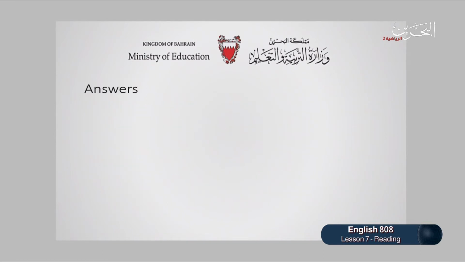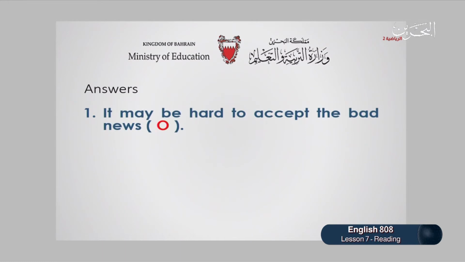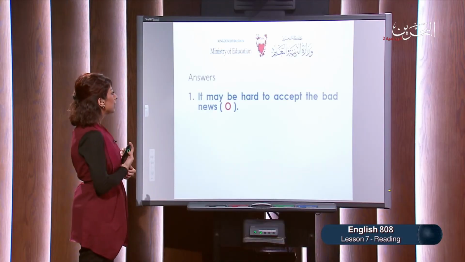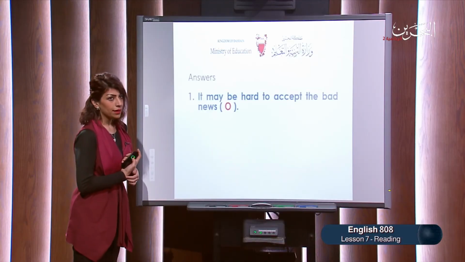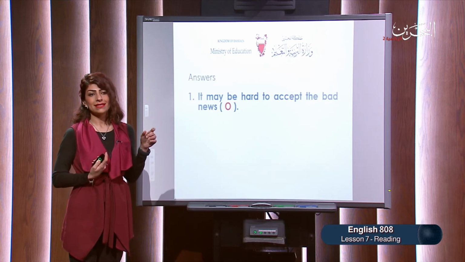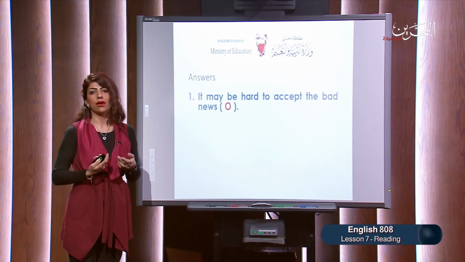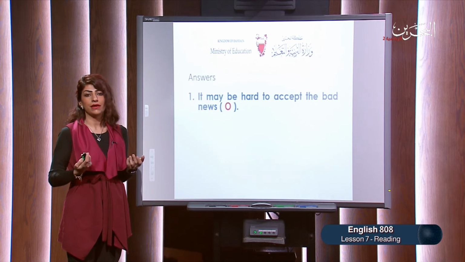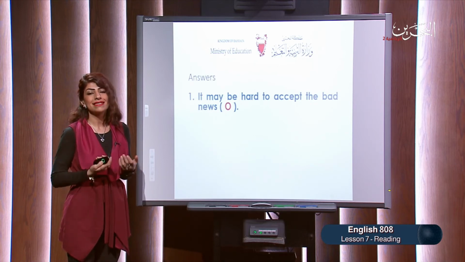So, let's check the answers together. Number 1 is O, it's opinion. How did I know it's an opinion? Let's read the statement. It may be. The word may indicates that we are not sure. So, there are no facts, there is no survey, there is no research, so it's definitely an opinion.